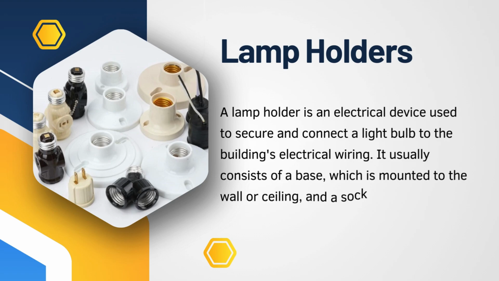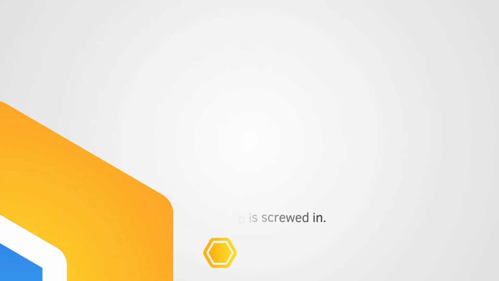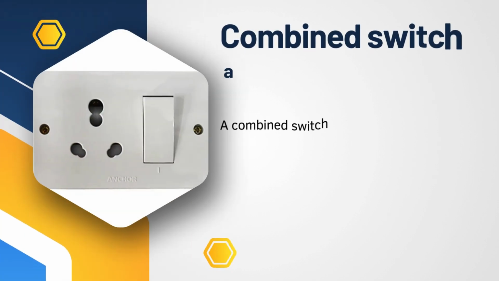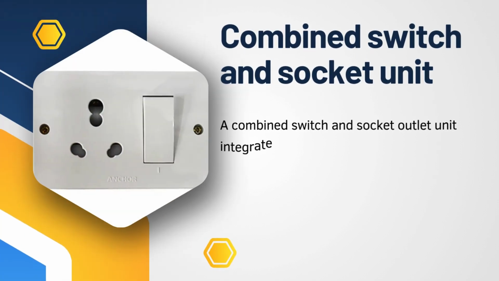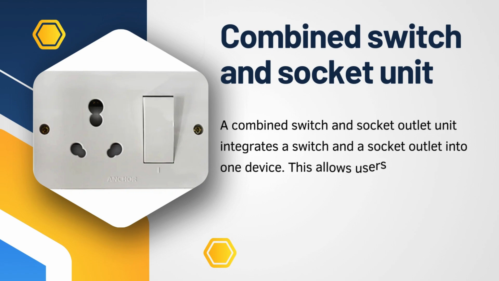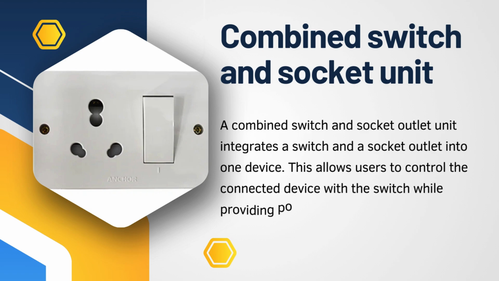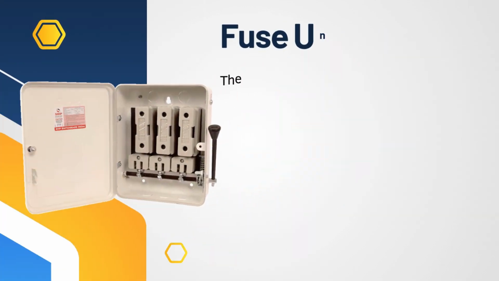It usually consists of a base which is mounted to the wall or ceiling and a socket where the light bulb is screwed in. Next is the combined switch and socket unit. A combined switch and socket outlet unit integrates a switch and a socket outlet into one device. This allows users to control the connected device with the switch while providing power through the socket outlet.